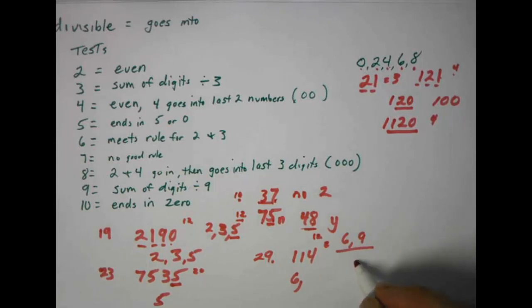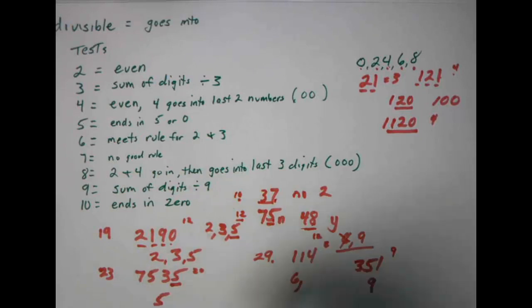Okay, let's check another number. Let's do 351. Okay, is it even? Says we're checking 6. No, I don't even need to check the rest, because if it isn't even, I don't need to check 3 to see if it goes in, because it has to have both. So 6 is out already. Sum of the digits: 3, 5, and 1 are 9. 9 will go into 9, therefore 9 will go into 351 evenly.